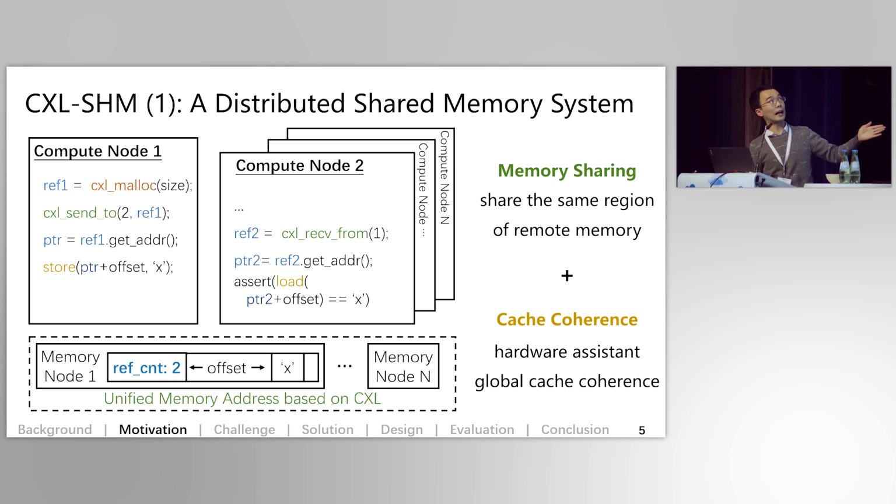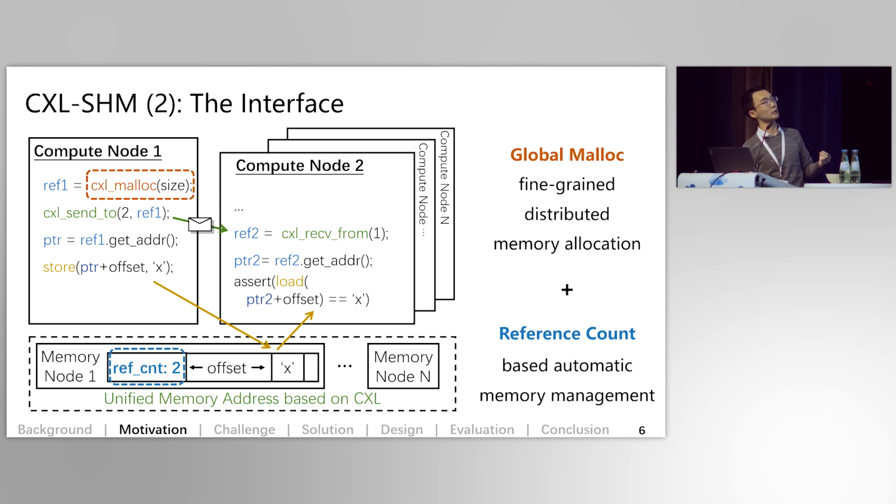In this slide, we present CXL shared memory, which is our prototype implementation. As we can see, the reference to a memory space allocated from one node can be directly sent to another node. Both nodes can concurrently access the same address of the remote memory with cache coherence guaranteed by the hardware. This is very efficient, and we just need an easy-to-use interface.